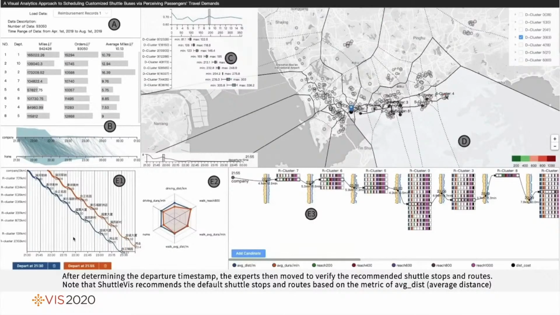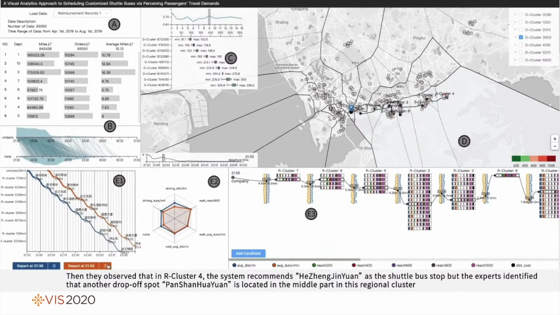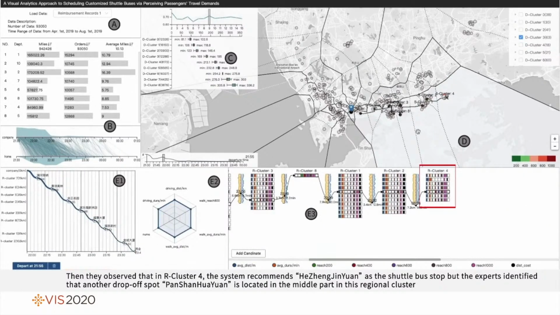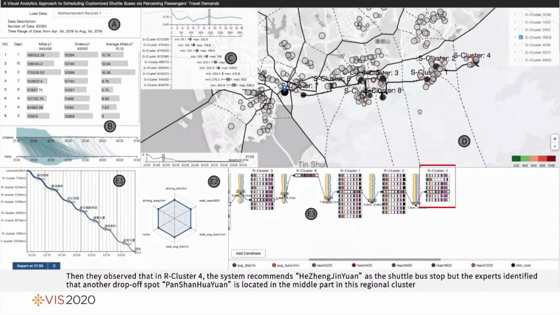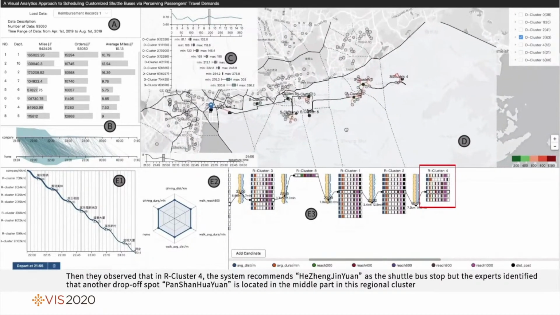After determining the departure timestamp, the experts then moved to verify the recommended shuttle stops and routes. Note that VisComm recommends the default shuttle stops and routes based on the metric of average distance. Then they observed that in our cluster 4, the system recommends Yixuan as the shuttle bus stop, but the experts identified that another drop-off spot Panshanhuiyuan is located in the middle part in this regional cluster.